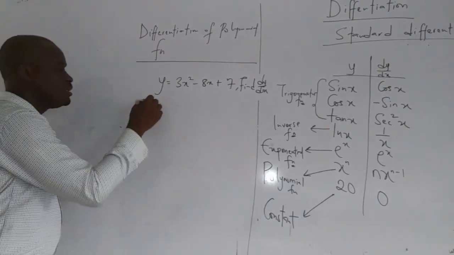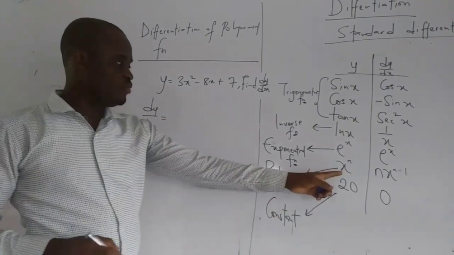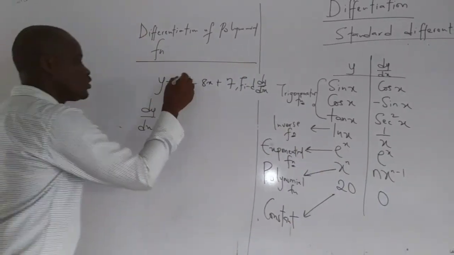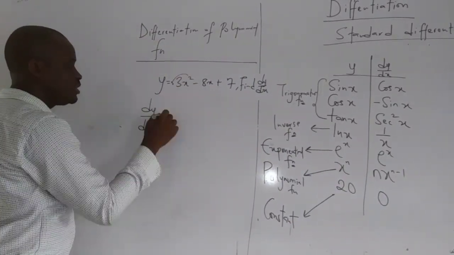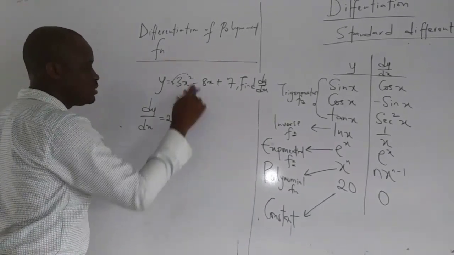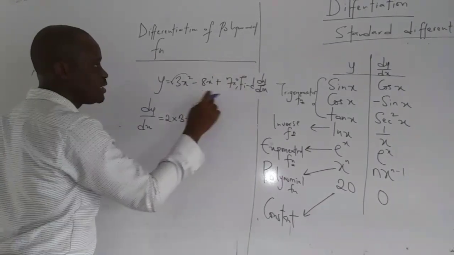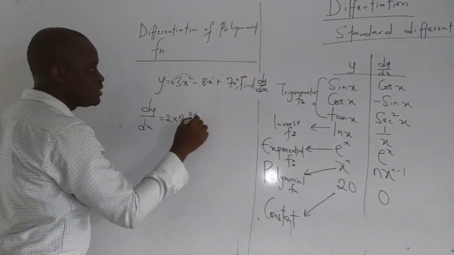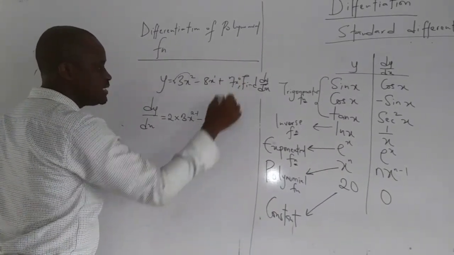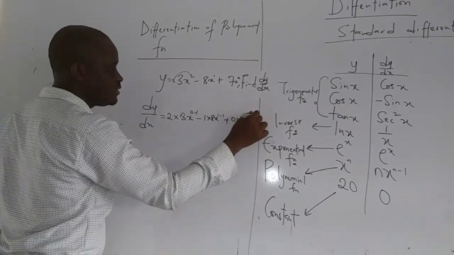So this will be dy over dx equals, based on this principle of x^n to give you what? nx^(n minus 1). So this will be, this 2 comes down, it will be 2 times 3x^(2 minus 1). Then there's a 1 you can't see here. And of course, there is x raised to 0 here. So this one comes out to be minus 1 times 8x^(1 minus 1). Then 0 comes and that's 0 times 7x^(0 minus 1).